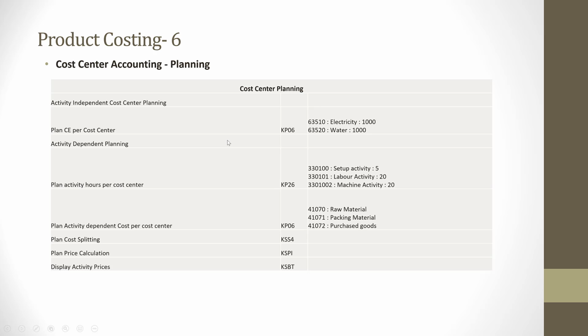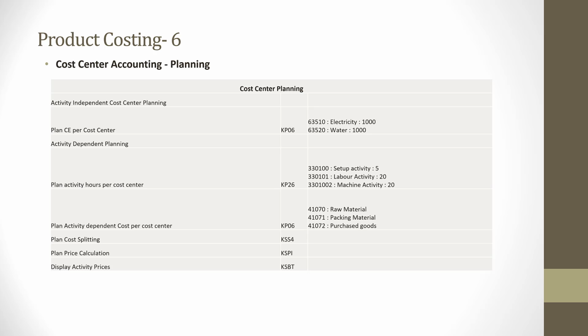So the first task is to create cost element in the cost center. Now again, there are two types of cost center planning. One is activity independent cost center planning. The second is activity dependent planning. In activity independent cost center planning, you have a cost center and you plan expenses for that cost center. These could be electricity cost, water cost, power charges, etc.